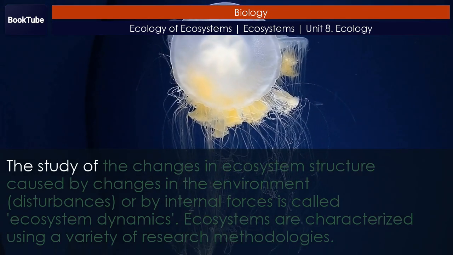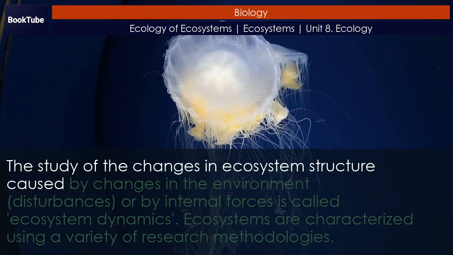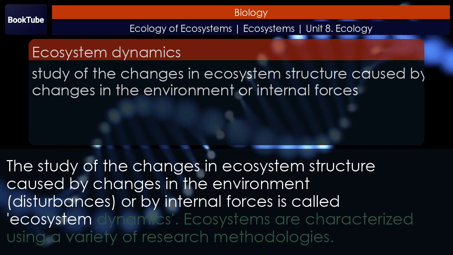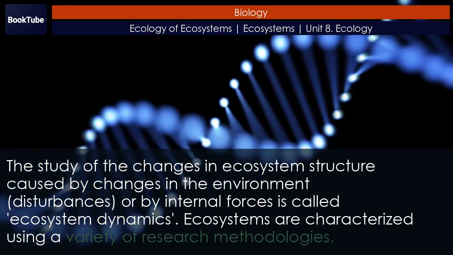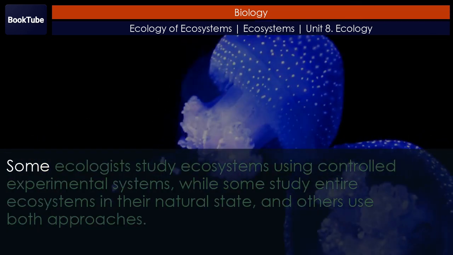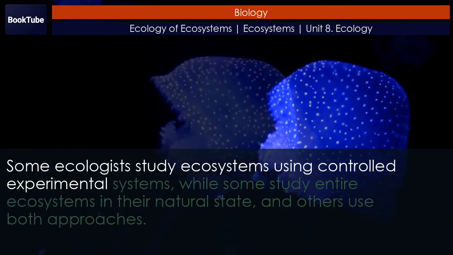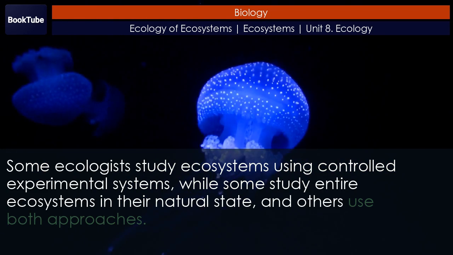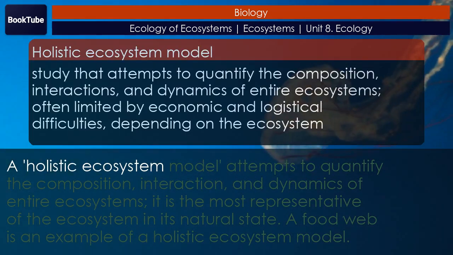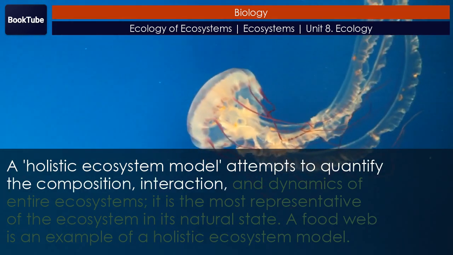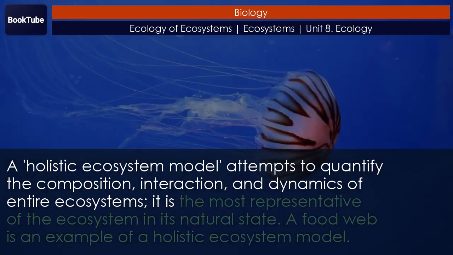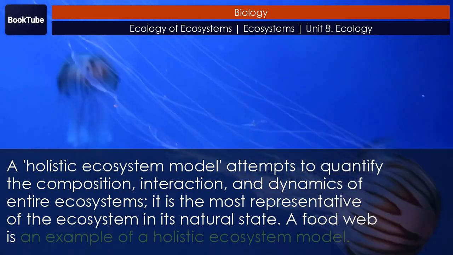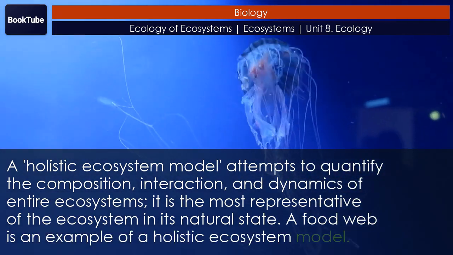The study of the changes in ecosystem structure caused by changes in the environment, disturbances, or by internal forces is called ecosystem dynamics. Ecosystems are characterized using a variety of research methodologies. Some ecologists study ecosystems using controlled experimental systems, while some study entire ecosystems in their natural state, and others use both approaches. A holistic ecosystem model attempts to quantify the composition, interaction, and dynamics of entire ecosystems. It is the most representative of the ecosystem in its natural state. A food web is an example of a holistic ecosystem model.